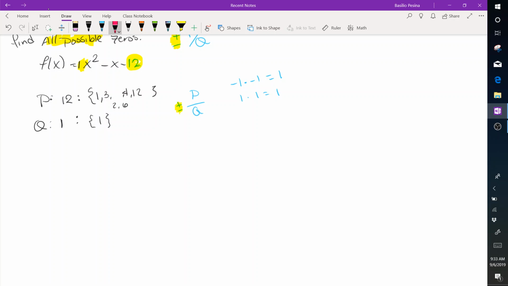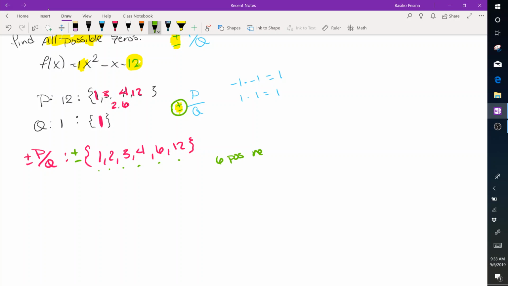So our plus or minus p over q gives us 1 over 1, 3 over 1, 2 over 1, 4 over 1, 6 over 1, 12 over 1. So it's really just 1, 2, 3, 4, 6, and 12. We can't forget that these are positive and negative. So in reality we have 6 positive real zeros, and we have 6 negative real zeros, so a total of 12 possible zeros.